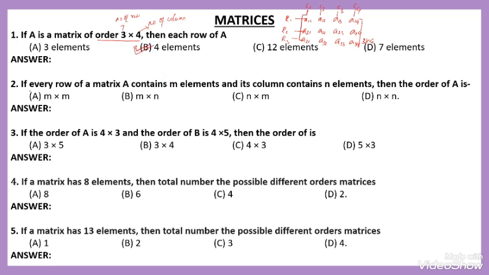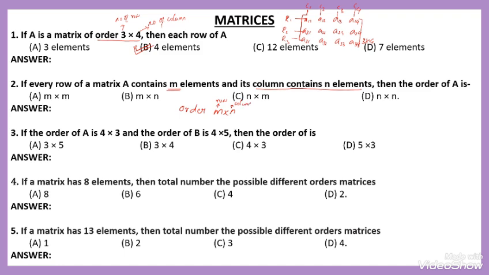Similarly, for the second question: if every row of a matrix A contains m elements and its column contains n elements, then what is the order of A? Here the row contains m elements and the column contains n elements. Therefore, the order of matrix A is m cross n. The number of rows we always write first in the order of a matrix, and after that the columns.